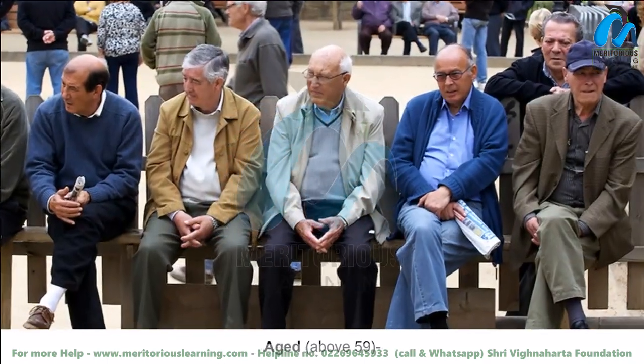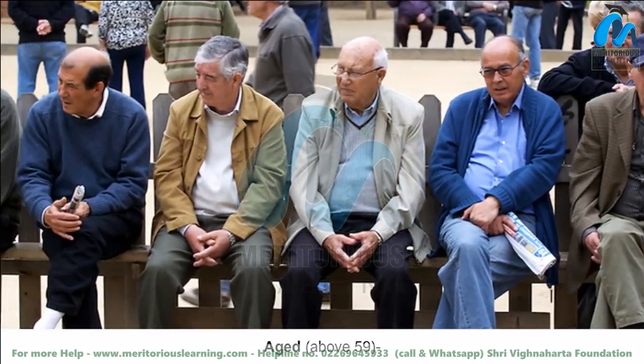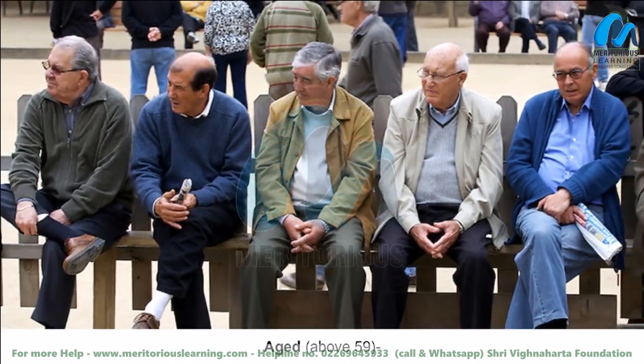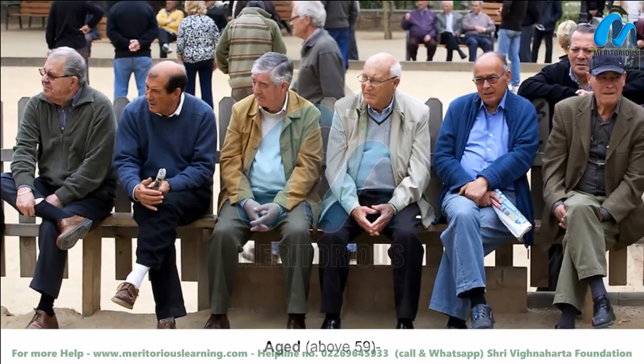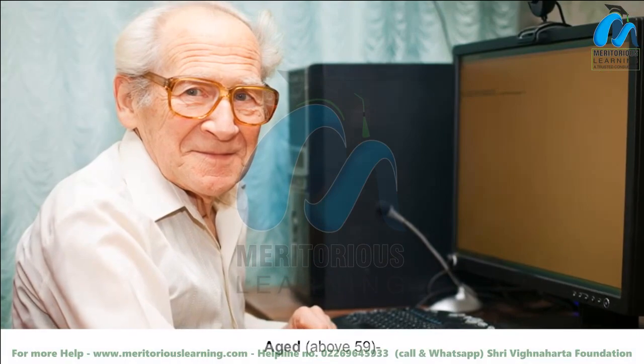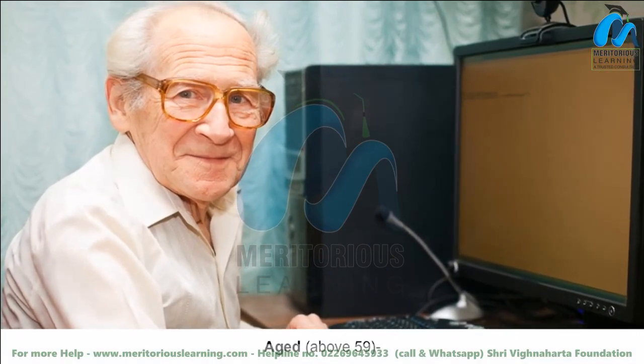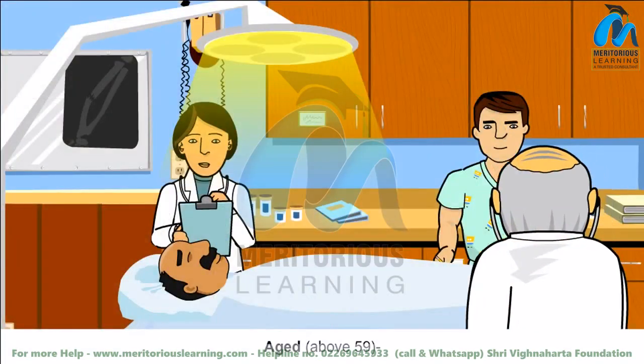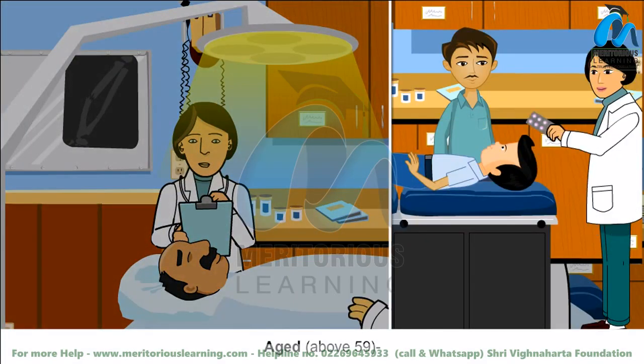Aged above 59. This age group is unproductive economically. Most of them have retired from active life. They might work voluntarily but are not available for employment through recruitment. They need medical care. Children and aged affect the dependency ratio as they are not productive but dependent on the working category for their care.